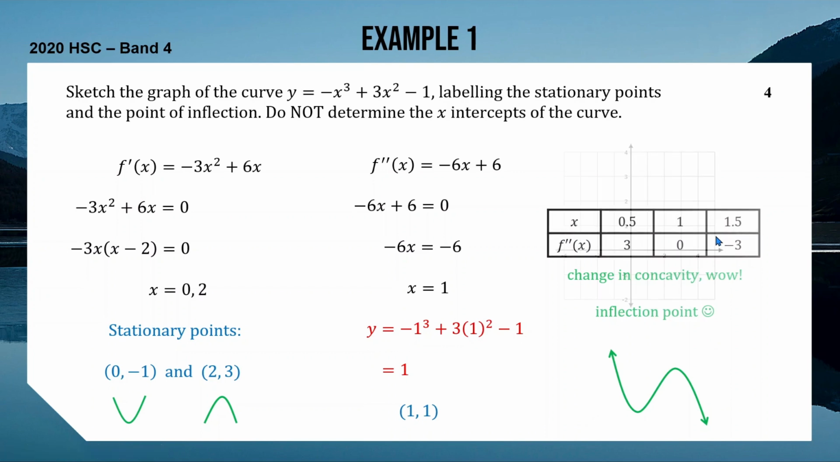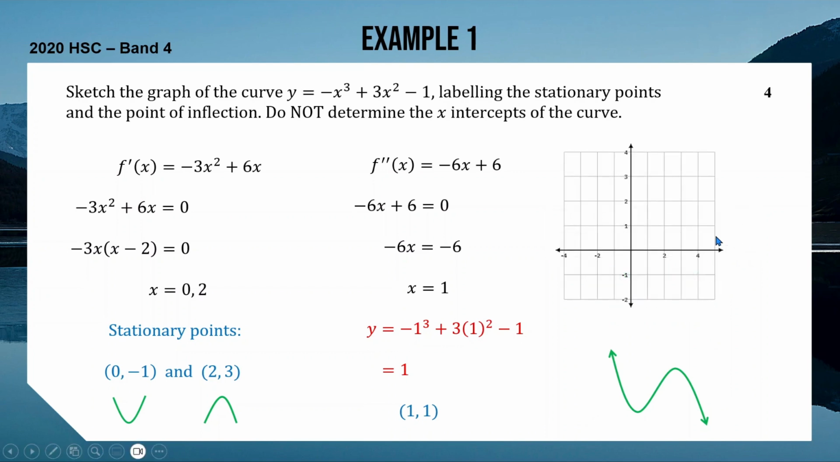Okay, so let's get an axis, nice and ready to go. Let's put on our stationary points at (0, -1) just there. The other one is at (2, 3), which is just here. And our inflection point in the middle is at (1, 1). So we've got this all mapped out.